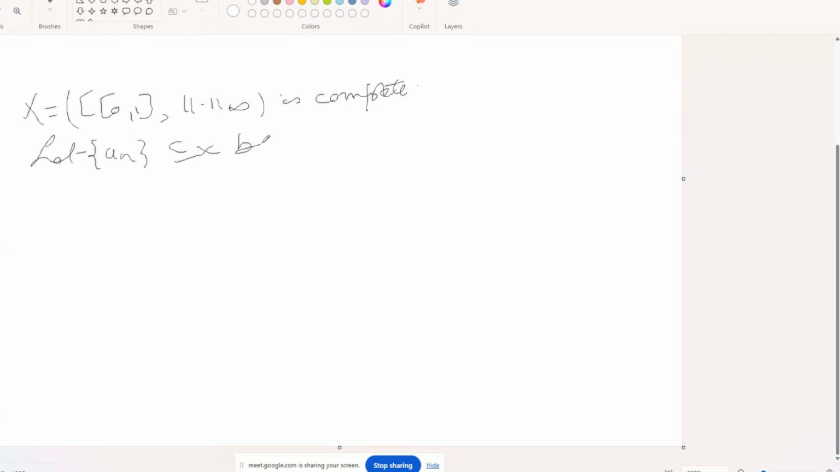What I mean is that we want to show this C01 with the infinity norm is complete. So let u_n be contained in X, be Cauchy.